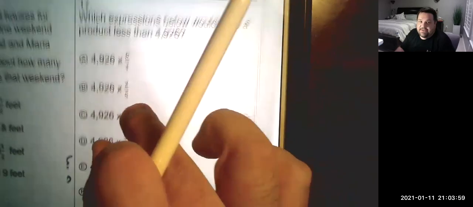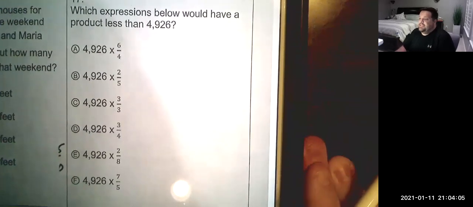Number 17 is either simple as heck or hard as heck for you, depending on if you remember my rule that I've said 10 times. If it's a fraction less than 1 and you multiply, it gets smaller. If it's bigger than 1, it gets bigger.